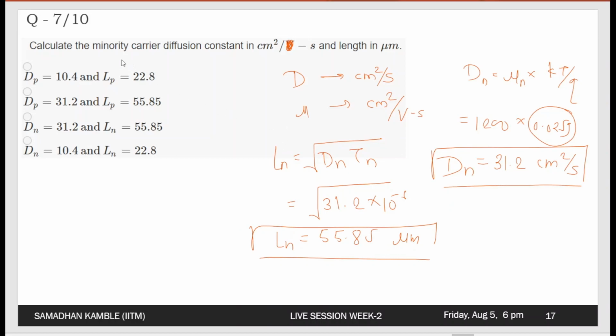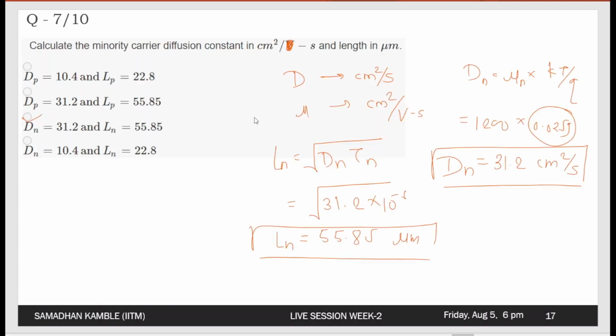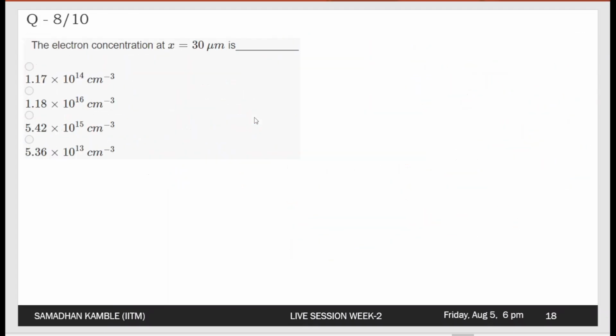Okay, so because our minority carriers are electrons, the option is this, that is Dn equal to 31.2 centimeters square per second, and Ln equal to 55.85 micrometers. Okay, so let's move to the 8th problem, which is also based on the parameters we have specified in this particular slide. So the problem is as follows.